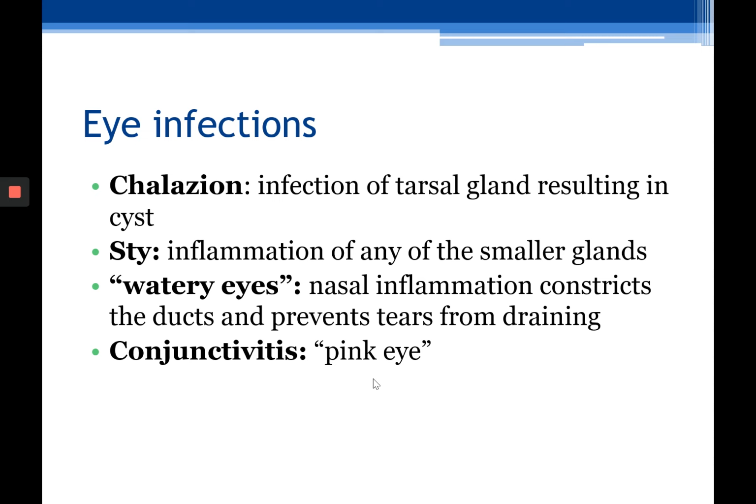And then conjunctivitis is inflammation of your conjunctiva, which is that anterior covering of your sclera and the pupil, and then also lines the inside of your eyelids, but that's also known as pink eye. It can be bacterial, it can be because of allergies, it can even be viral.